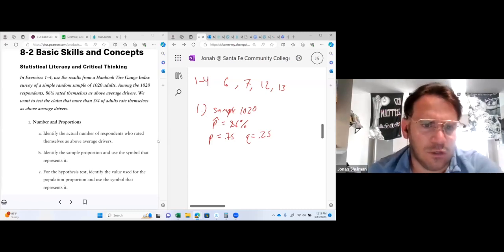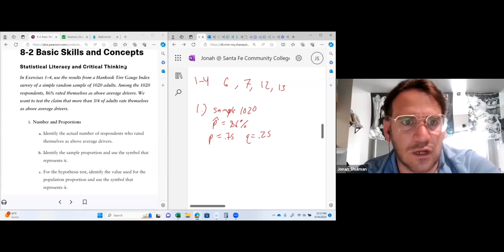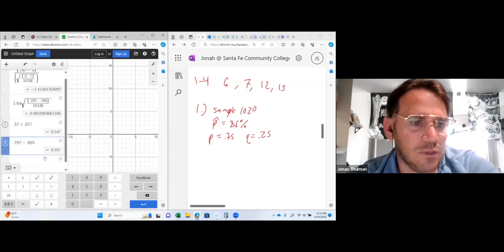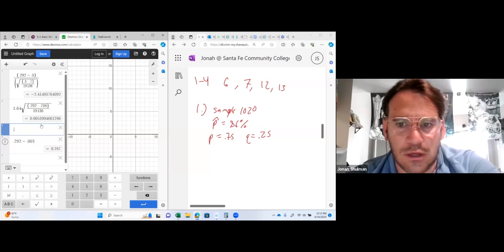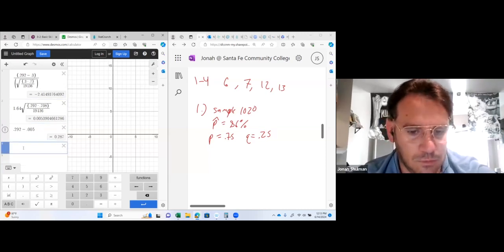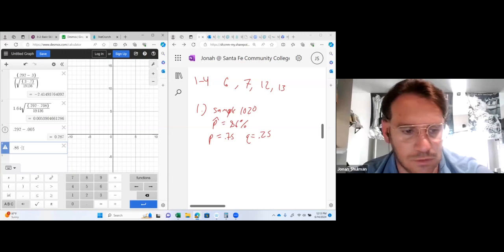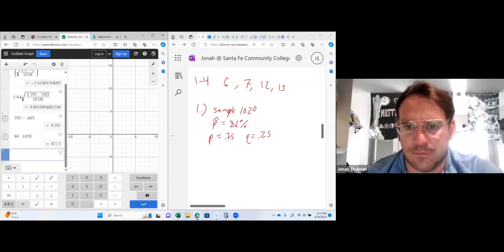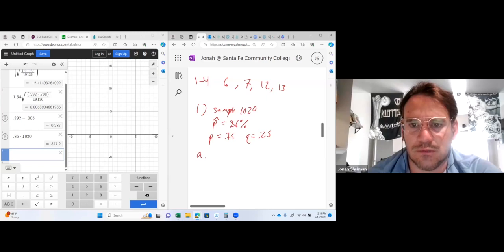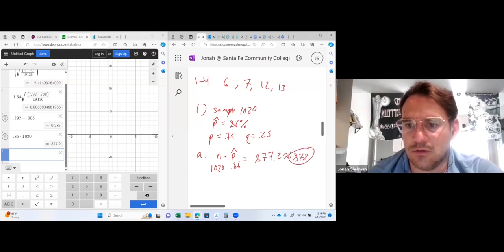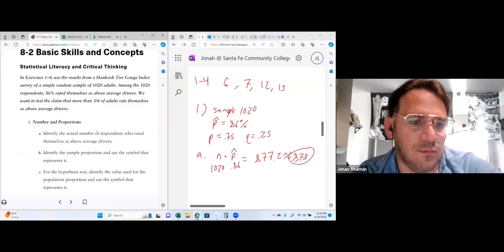Identify the exact number of respondents who rated themselves as above average drivers. So here's the first step. They want the exact number. Nothing too crazy here. I'm going to do 0.86 times the total, which is 1020. So it's going to be N times P. So 0.86 times 1020, and we get 877.2, but we always round up because you cannot point to a person, so it's 878.